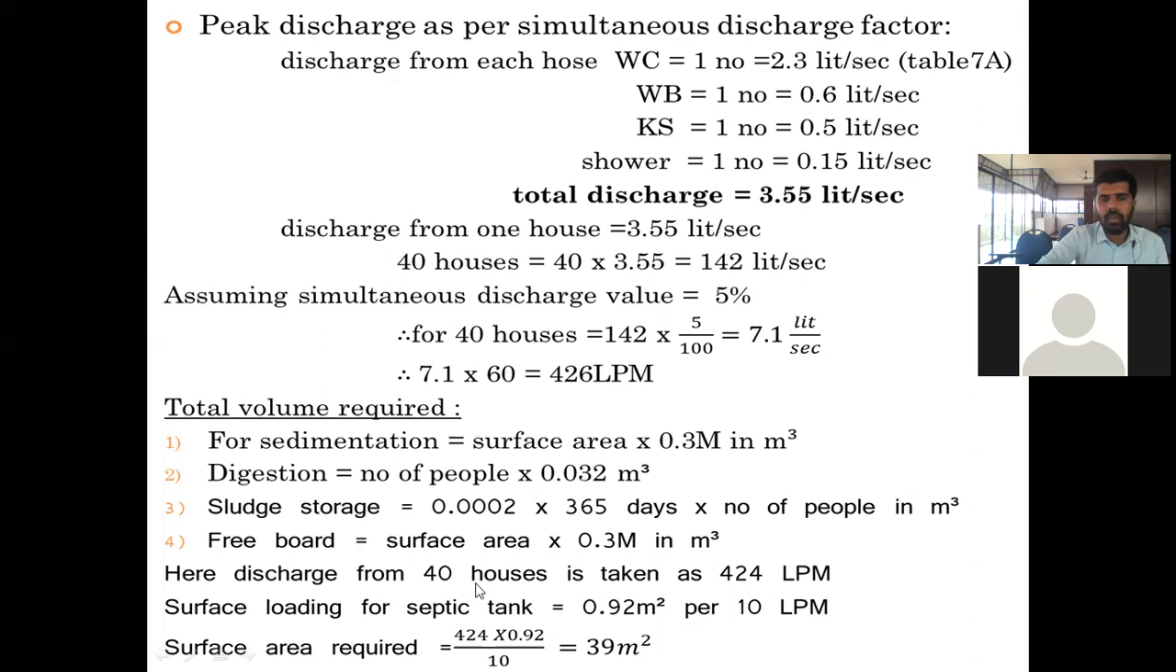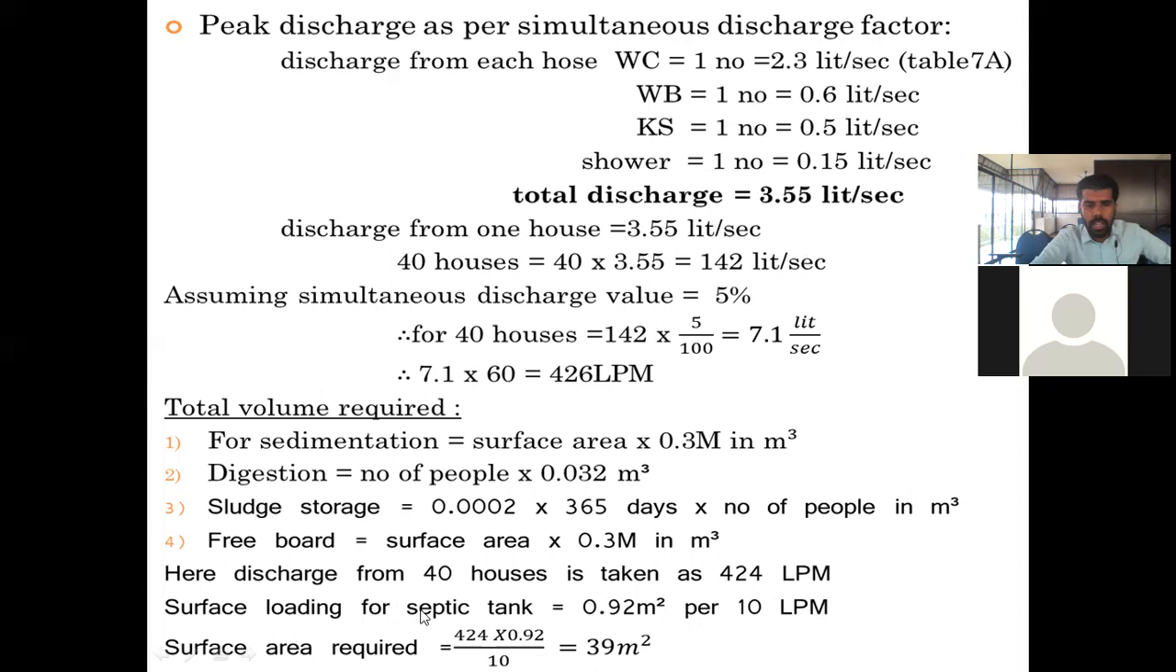Here, discharge from 40 houses is taken as 420. Okay, this is 420. I don't know how much it is, 424 or 426. Here they have written 424 only. I think this is 424, it seems. Anyways, whatever it might be. So the discharge from 40 houses is taken as 424 liter per minute.